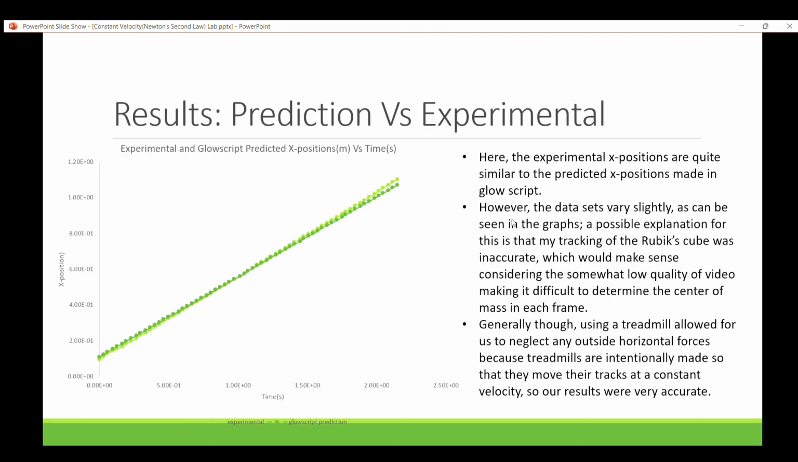Here are the experimental results plotted side by side. As you can see, the datasets vary slightly. However, you can tell that they are very accurate for the most part. However, this inconsistency could be accounted towards the tracker data being skewed, perhaps due to the video being blurry and making it difficult to determine the center of mass in each frame. However, using a treadmill allowed us to get a pretty safe result in terms of getting a constant velocity.